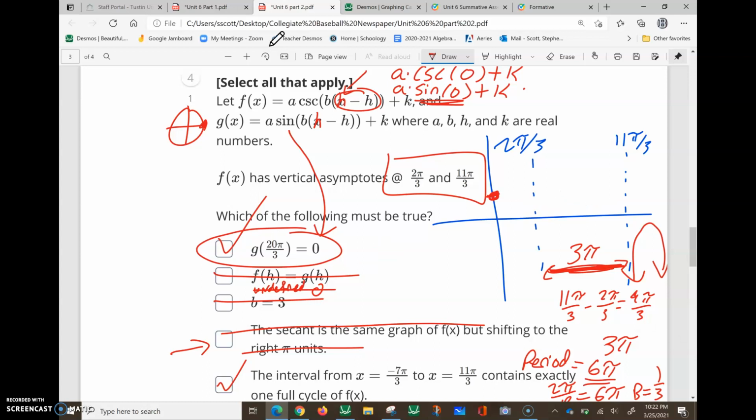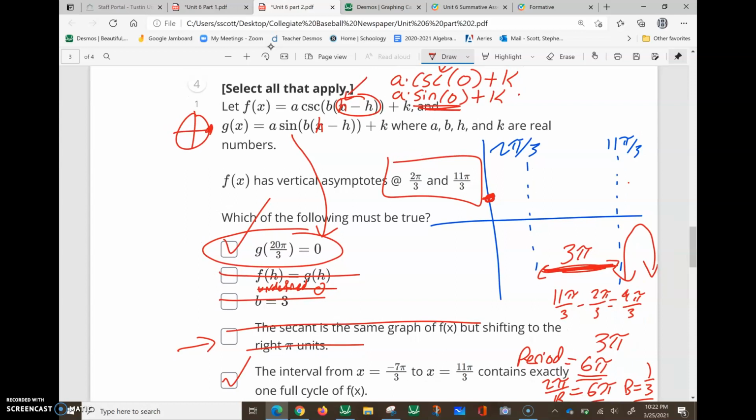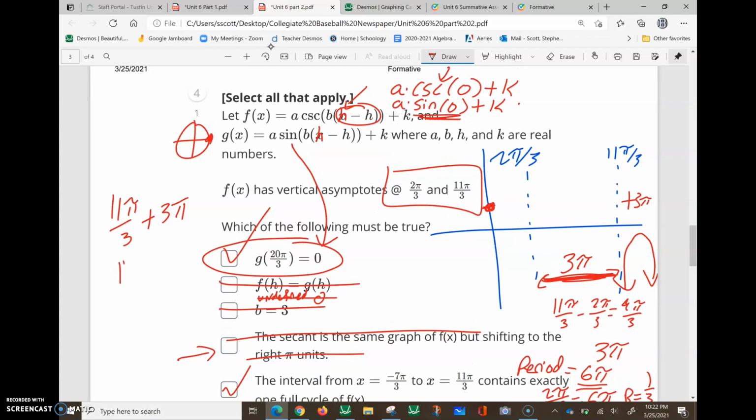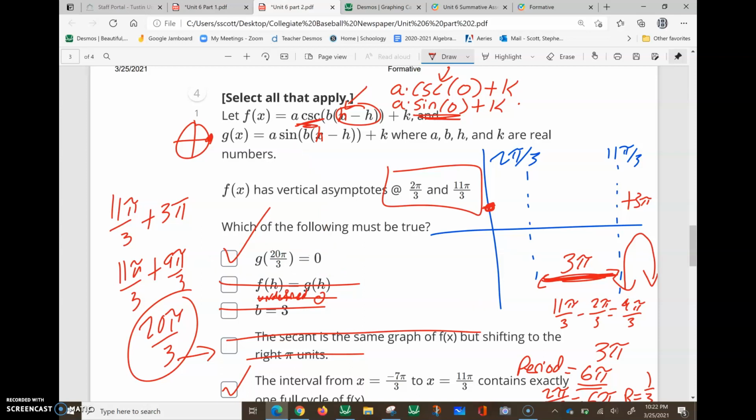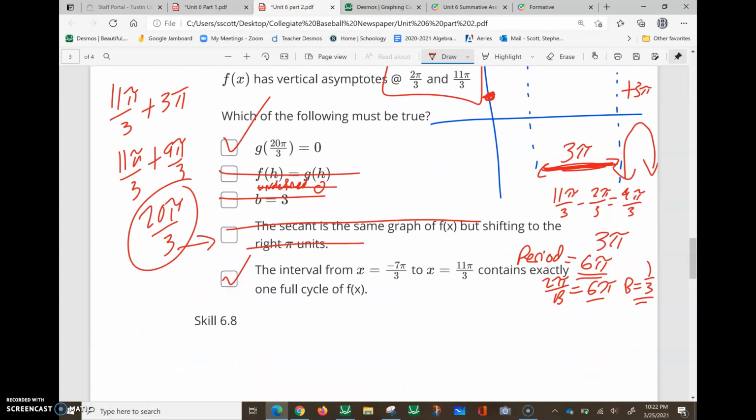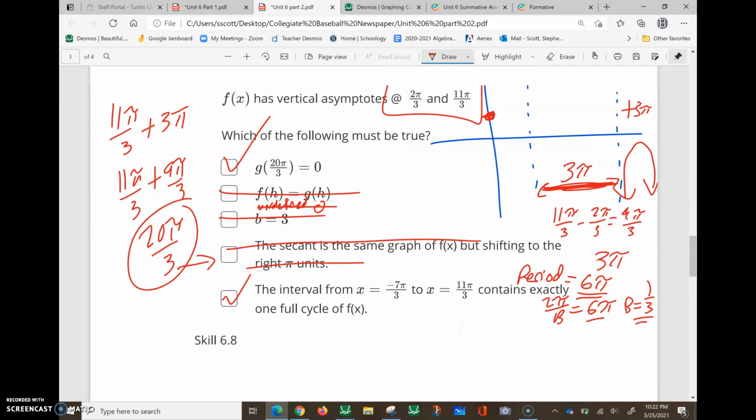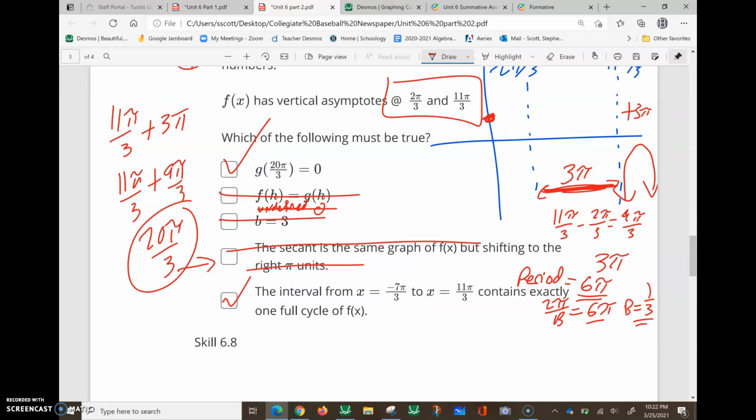Because if the distance here is 3 pi, let's actually add another 3 pi distance. So if I take 11 pi over 3 and add 3 pi, notice that would be the same as saying 9 pi over 3. That gives you 20 pi over 3. So therefore, I know I have a vertical asymptote at 20 pi thirds for your cosecant graph, which means you betcha you get a 0 for your sine graph. Okay. And now finally, the last one, the interval to complete a full cycle.